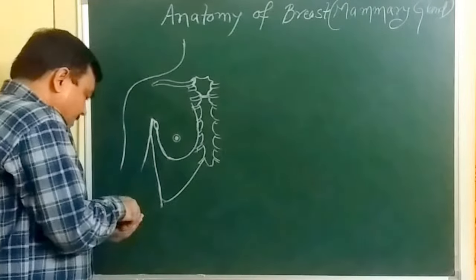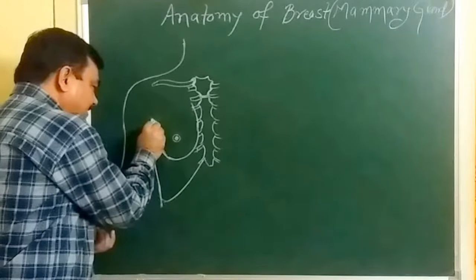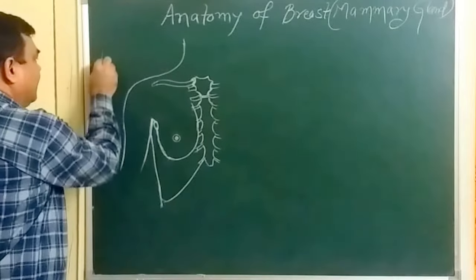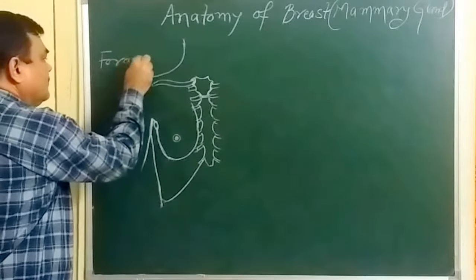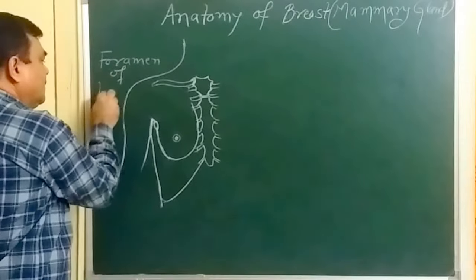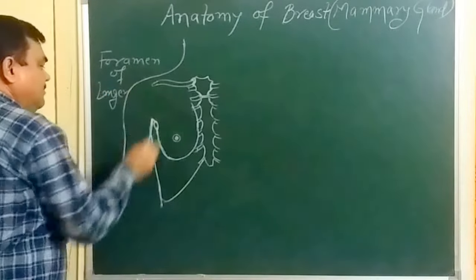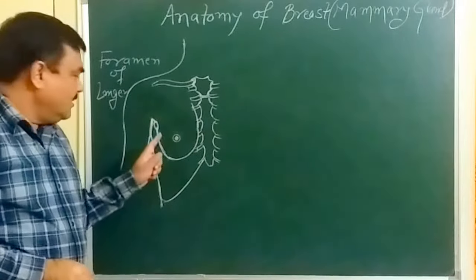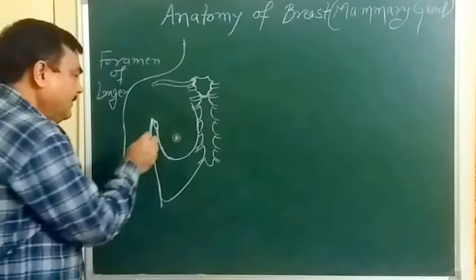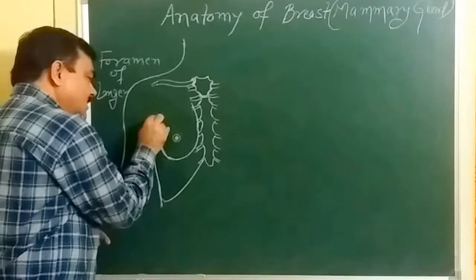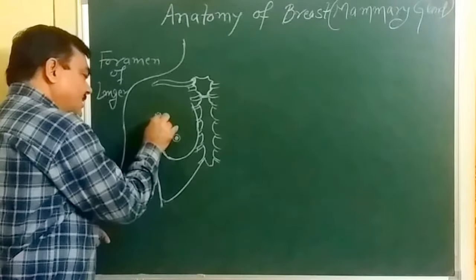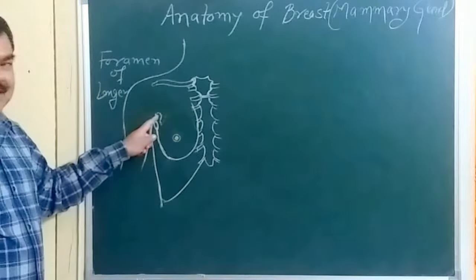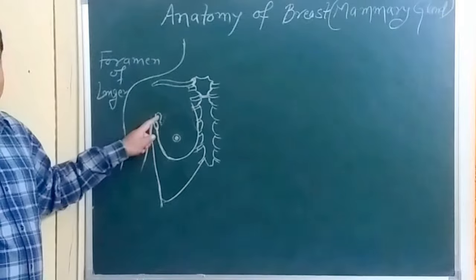This here is an opening in the deep fascia that is known as the foramen of Langer. It is an opening in the deep fascia. So some part, the superior lateral part, passes through this and goes into the axilla. This part is known as the axillary tail of Spence.